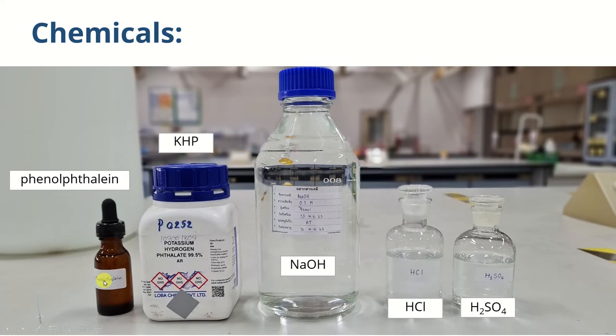So the chemicals that you need are phenolphthalein, this is your indicator. You need potassium hydrogen phthalate, the primary standard. You need sodium hydroxide, this is your titrant. And of course, the acids that you need to find the concentration of, hydrochloric and sulfuric acid.